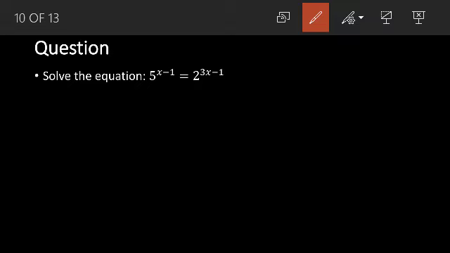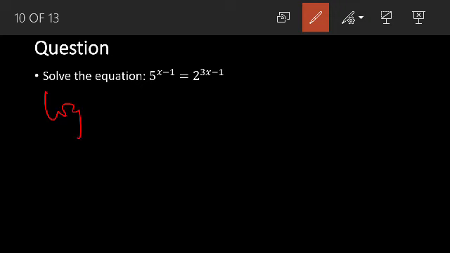We are asked to solve the equation 5 raised to power x minus 1 equals 2 raised to power 3x minus 1. So we are looking for x. The first thing we can do here is to find the logarithm of both sides. That's the best way to simplify this since they don't have the same base.